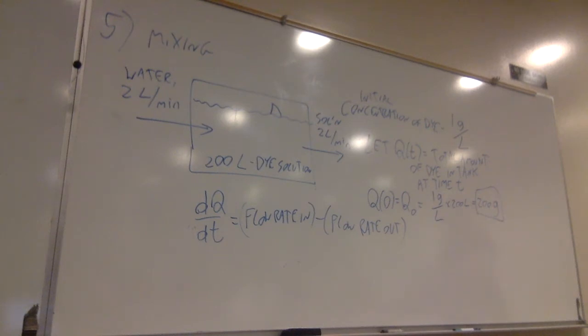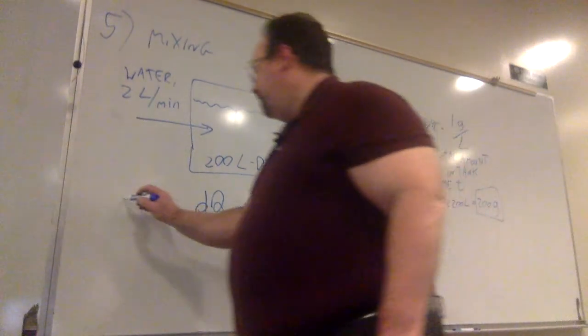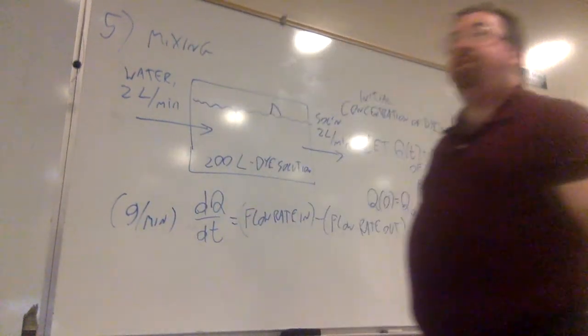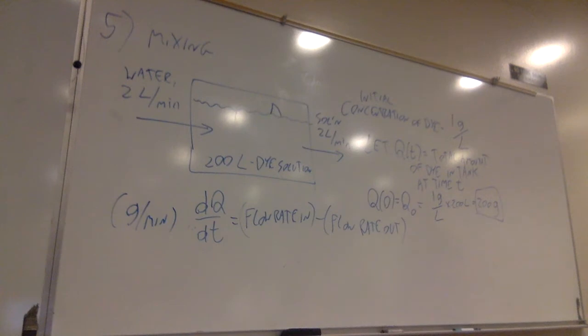Now, what would the units for that be? Well, Q is in grams, and we're looking at dQ/dt. So this is going to be in terms of grams per minute. How many grams per minute of dye are going to be entering the tank? That'll be sign positive. Leaving the tank, that'll be sign negative.